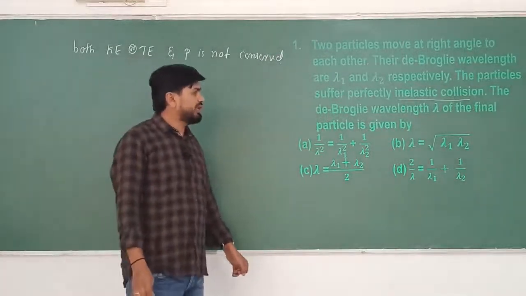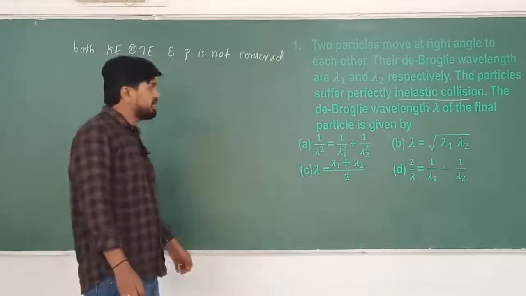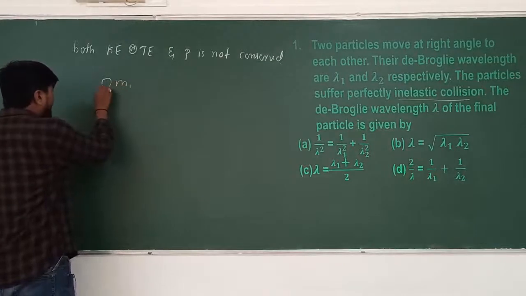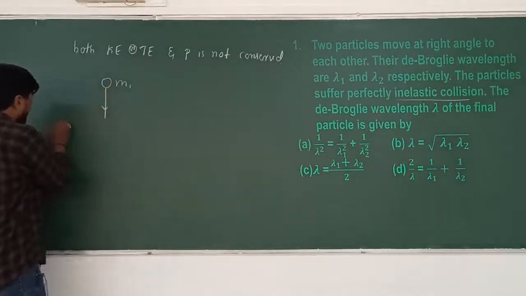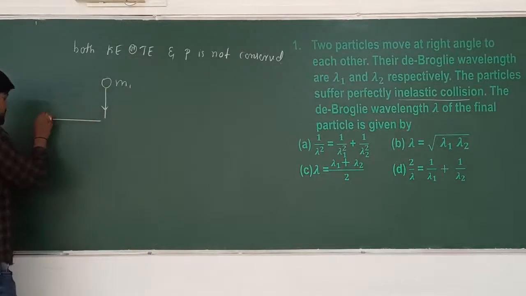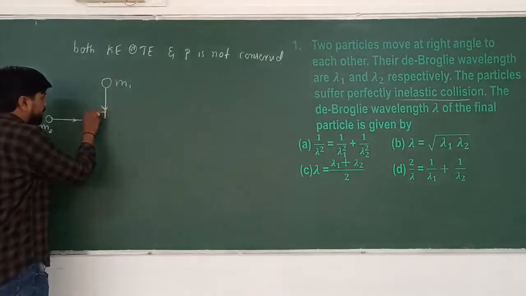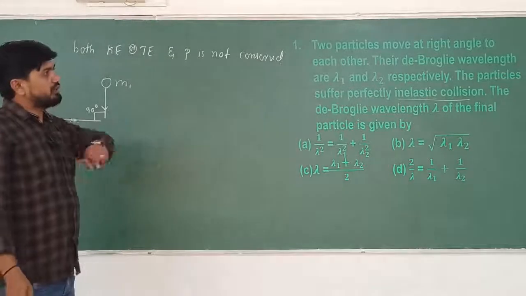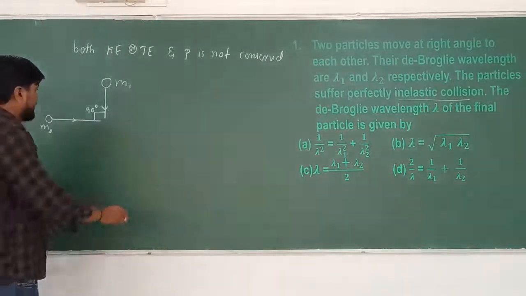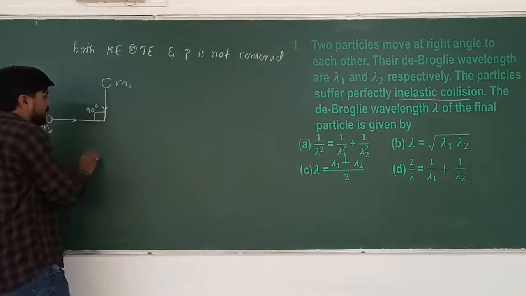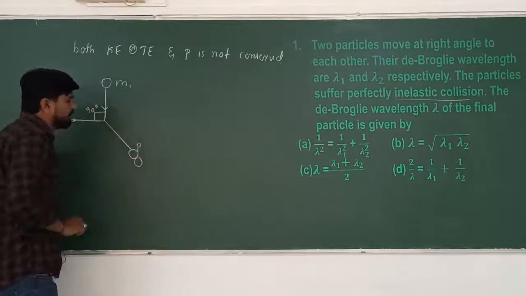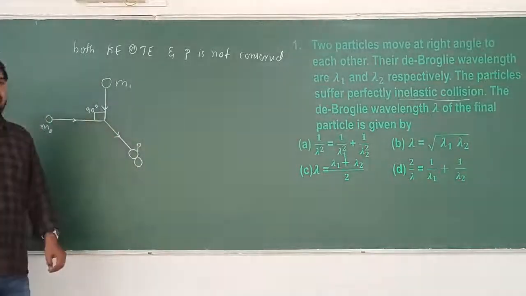The de Broglie wavelength lambda of the final particle is given by, if I consider a particle of mass m1 moving in this direction, and one more particle of mass m2 moving in this direction, the angle between the two particles is 90 degrees. So the two particles move at right angles to each other and might collide. After collision, the effective momentum I can consider as P.